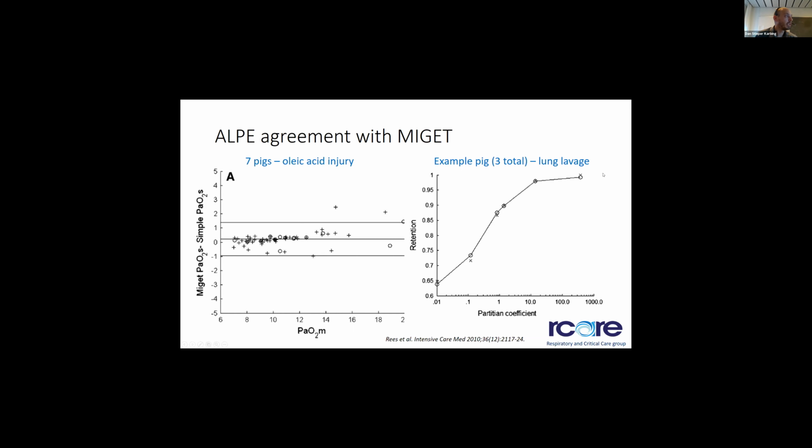To the right, we see an example taken out of a total of 3 pigs, where the lung injury model was lung lavage, known to be a heterogeneous lung injury, whereas oleic acid is a homogeneous lung injury. Here, the simple model was able to describe, this is the crosses of the simple model, and the circles is measured retention of 6 different inert gases, and the simple model was able to describe these 6 gases, as is the basis for the multiple inert gas elimination technique.